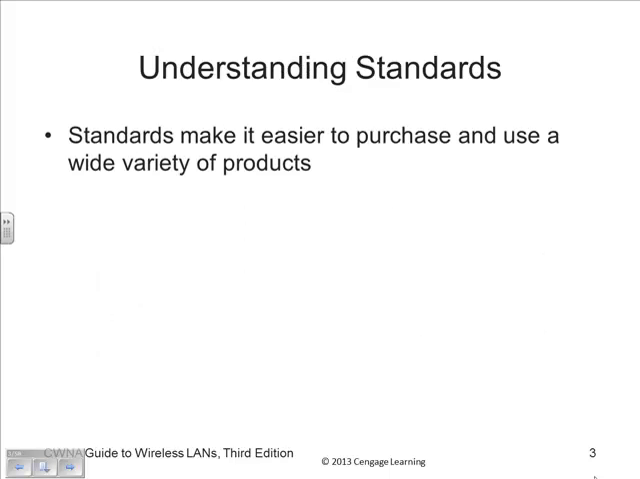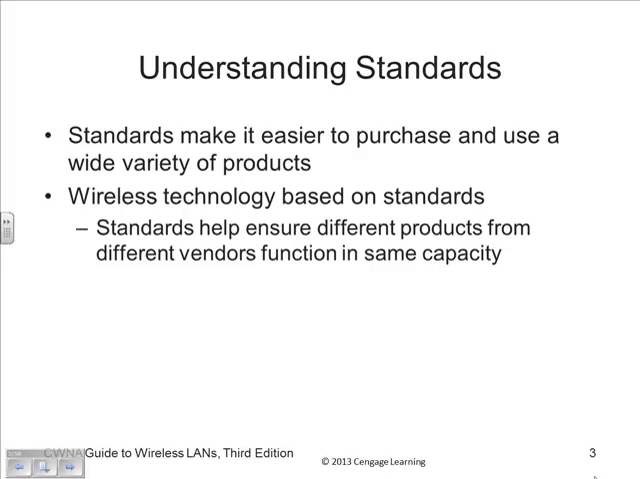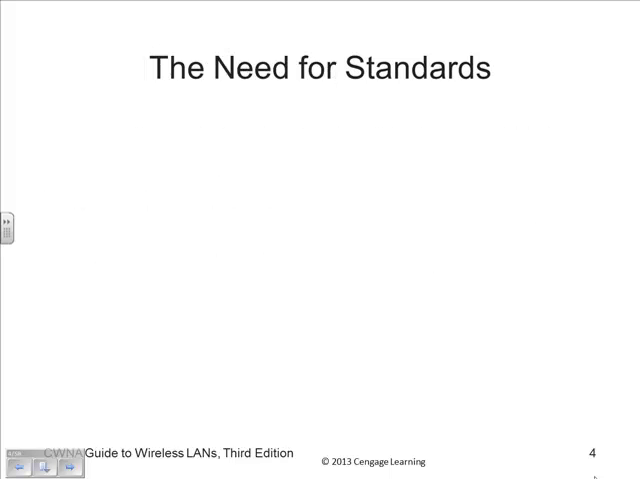The objectives here. So the standards make it easy to purchase and use a wide variety of products. Without standards, they're just not going to work, except proprietary to proprietary. And that's what proprietary devices are about, that they only work with my stuff. Some people want it to be proprietary so that it only works with their stuff, so then you're forced into buying things from them. Wireless technology is based on standards to help ensure the different products from the different vendors in the same function, in the same capacity, will work. If I go buy a D-Link card, it will work with my Netgear access point or my Linksys access point.